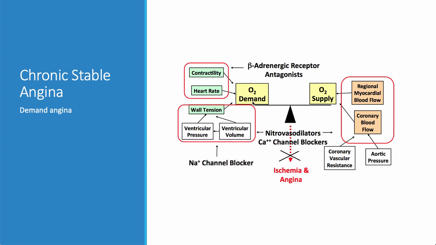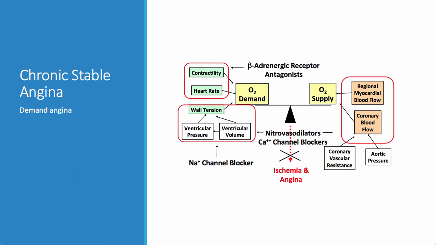We can deal with the demand side of the equation by using drugs like beta blockers. Beta blockers, the world's greatest drug. What do they do? They do all the opposites of adrenaline. They decrease contractility, they decrease heart rate, they decrease blood pressure, they make the world a better place. Nothing better than beta blockers, right? They hurt almost nobody, and they are just the world's greatest drug. Use them instead of calcium channel blockers 100% of the time. Wonderful drugs.